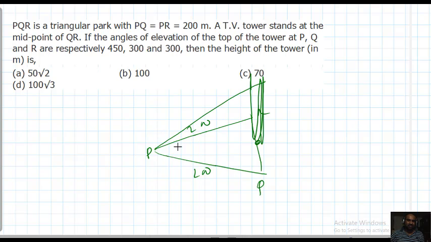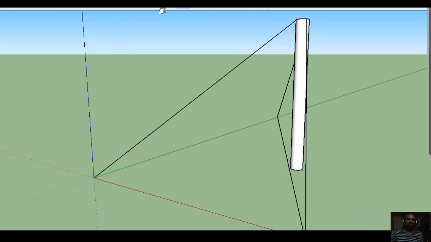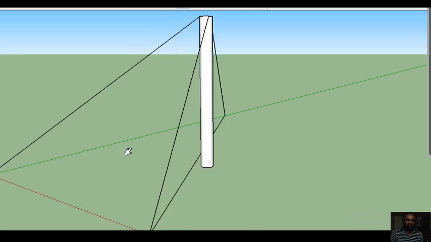The angle of elevation of the top of the tower at P, this angle with the ground, is equal to 45 degrees. At Q this angle with the ground is 30 degrees, and at R this angle with the ground is 30 degrees. Then we should find the height of the tower. Angle from P is 45, the remaining are 30 and 30, with 200 and 200, and the tower at the midpoint. Students, observe that I am trying to explain the problem clearly.